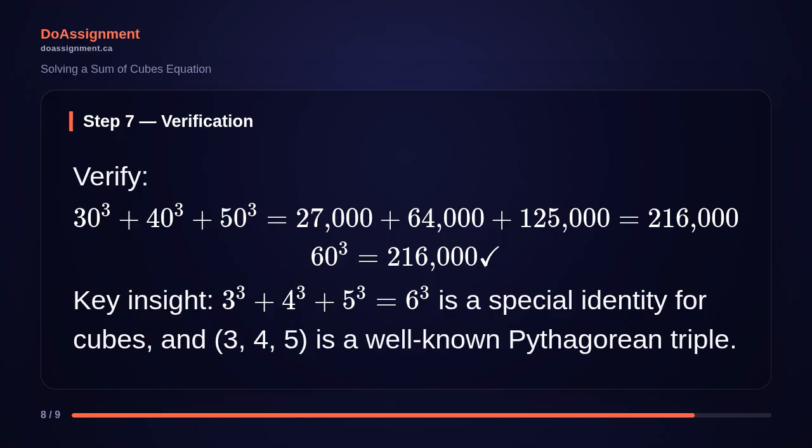Let's verify. 30 cubed plus 40 cubed plus 50 cubed equals 216,000, and 60 cubed also equals 216,000. Confirmed. The elegant key insight is that 3 cubed plus 4 cubed plus 5 cubed equals 6 cubed exactly, and 3, 4, 5 form a well-known Pythagorean triple.